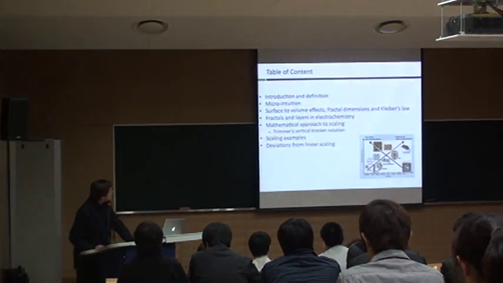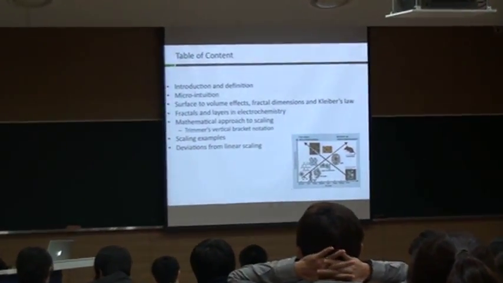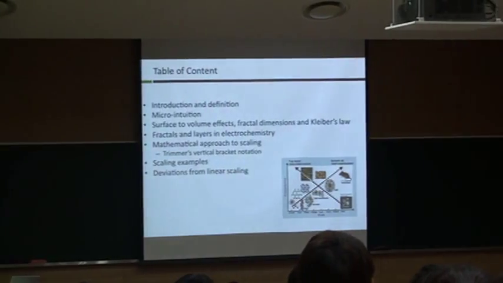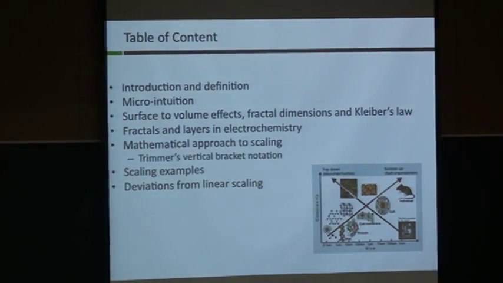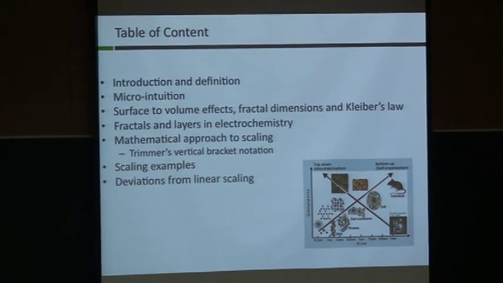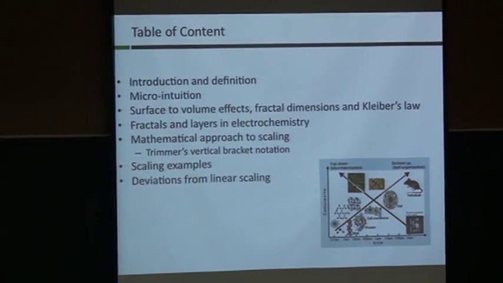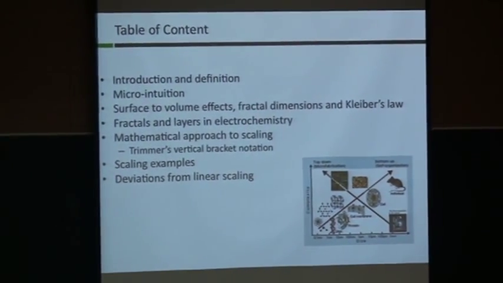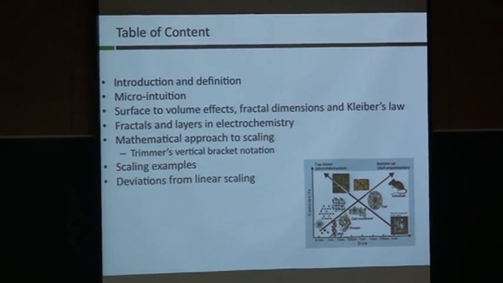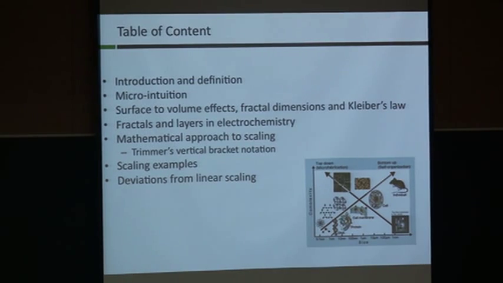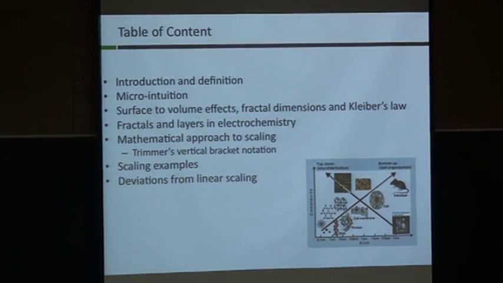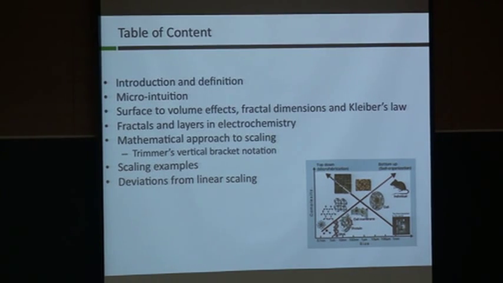So what we're going to cover is first introduction and definition, what are scaling laws. And then we talk a little bit about this concept of micro-intuition. It means, can you actually predict from your mind how a small object in the nano-domain or micro-domain will interact with the environment? Or should you use mathematics? And you will see your intuition is often misleading. Sometimes you'll have it right, but most of the time you'll be wrong. So it's probably better to introduce some math to predict how scaling influences behavior.